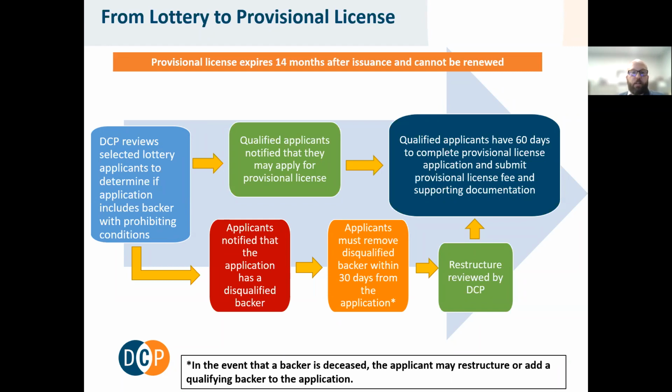Applicants that are notified that their application has a disqualified backer have a very discrete time window to remove that backer and reconfigure their organization. Those that are qualified move forward and will have 60 days to complete the provisional license application. Restructuring gets reviewed, and then if it's approved, that 60-day window exists.